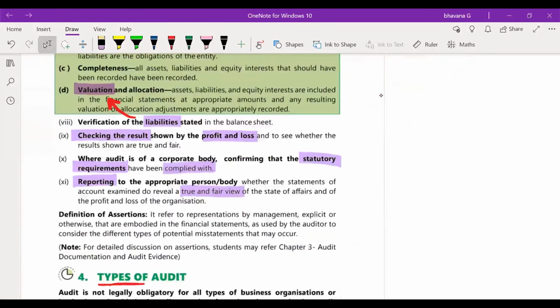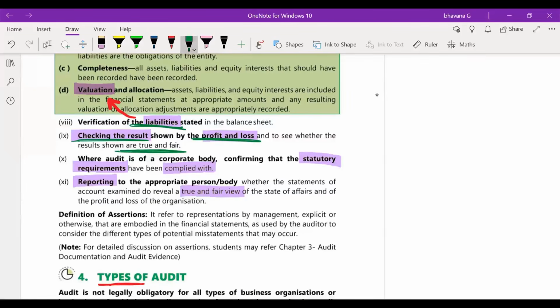Next, the auditor also has to verify the liabilities which are stated in the balance sheet, the valuation of liabilities, what is the value of the liability. Then he has to check whether the result shown by the profit or loss account, whether it is profit or loss, is true and fair. If it is shown as profit, then it is profit only, or if it is shown as loss, is it loss only? He has to check whether it is true and fair.